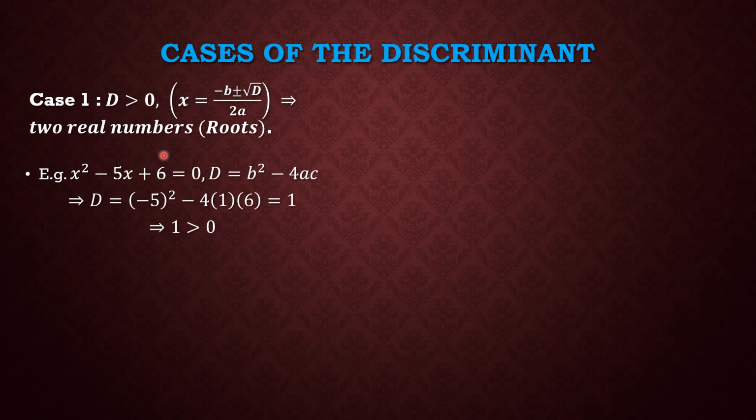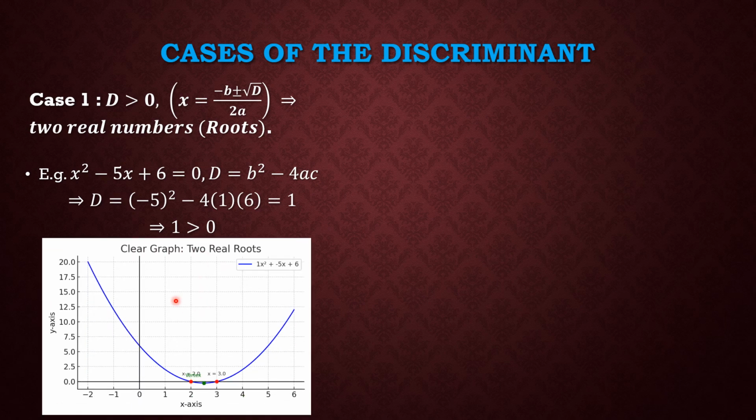When you sketch the graph of this particular function, we are going to see two answers for x. That is, the graph intersects the x-axis at two points: at the point where x is equal to 2 and at the point where x is equal to 3. And these are real numbers, real roots.